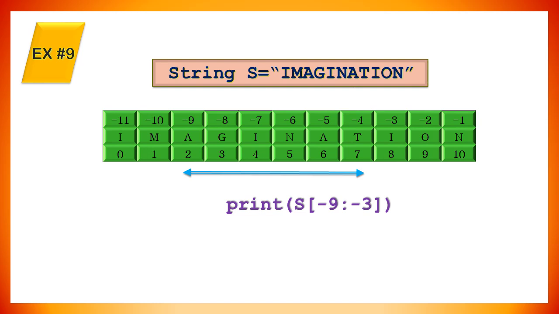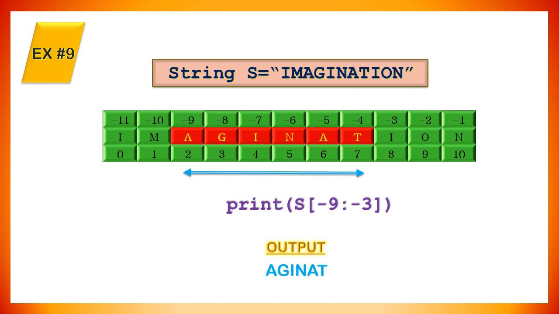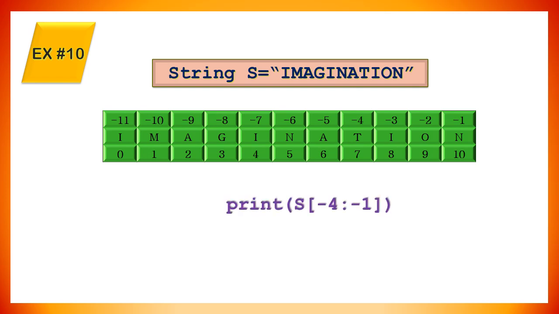We can think of it in that way, minus 9 to minus 4, or we can generate the forward indexing from the backward indexing, like minus 9 is represented as 2 in forward indexing and minus 3 is represented as 8 in forward indexing. So from 2 to 8 means 2 to 7, the index range will be generated as shown in the figure. The characters A, G, I, A, N, A, T will be selected and they will be shown in the output. Example number 10.